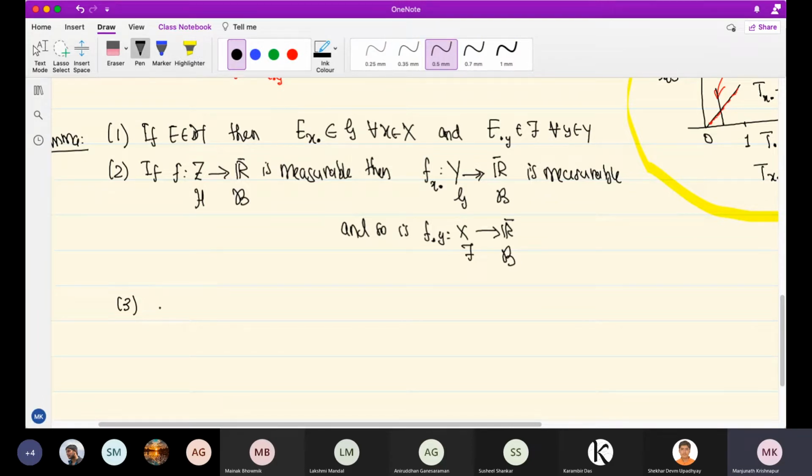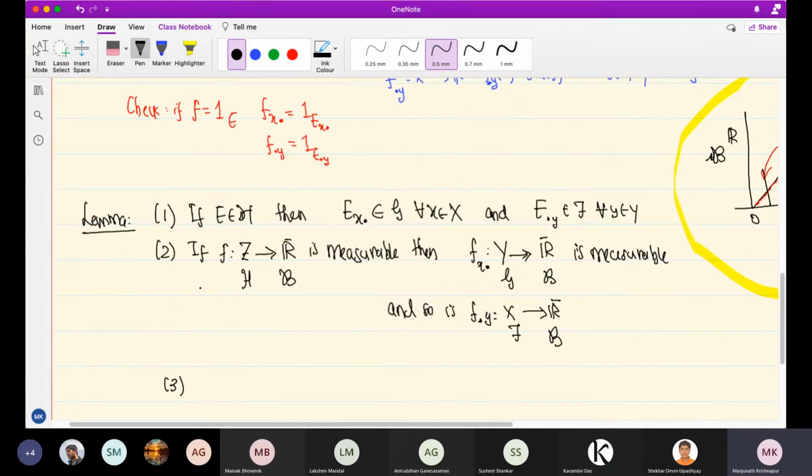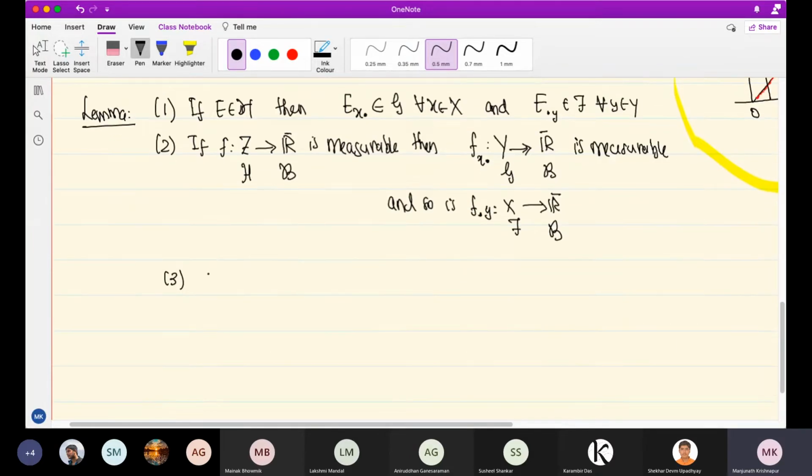So let me put down a couple more statements and then give all the proofs. So now we bring the measure in. This has no measure. This is just about the measurable structure. Now I bring in the measure.